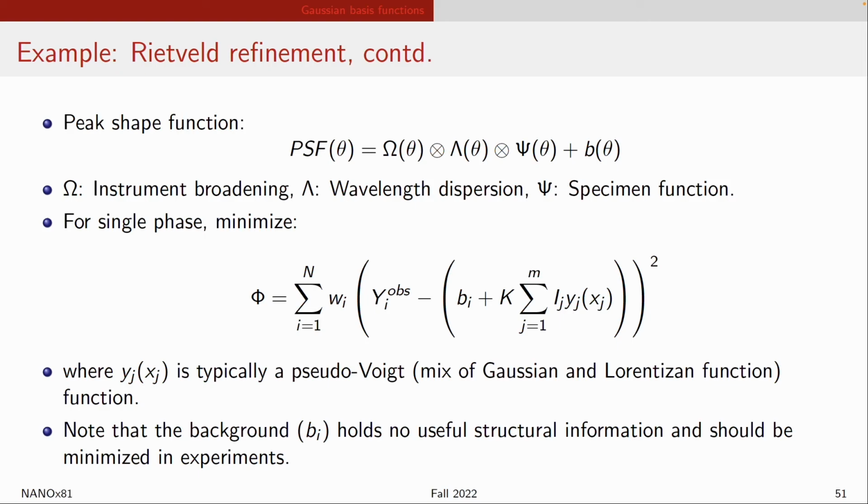And what you're going to do is try to minimize the square error between the observed intensities and your linear combination of your peak shape functions. Now, this is just a linear least squares problem. Obviously, there's a weight involved over here.